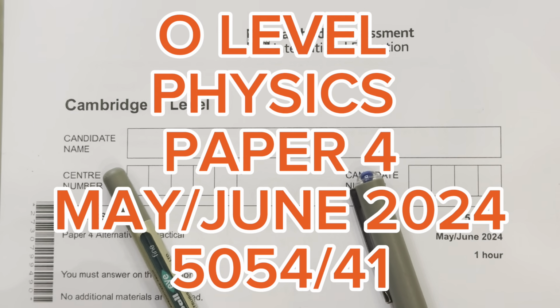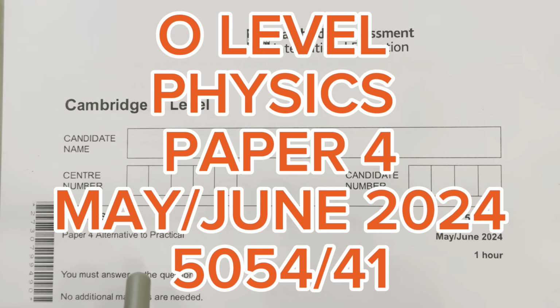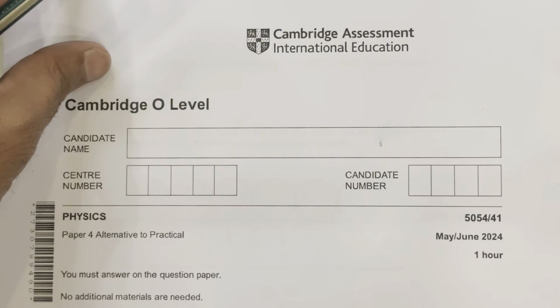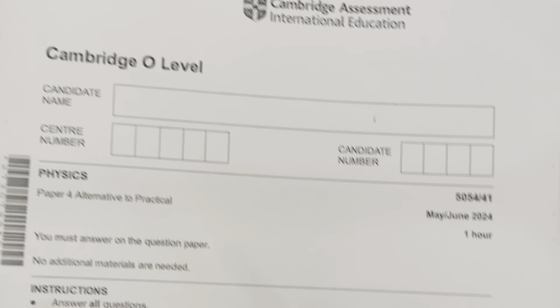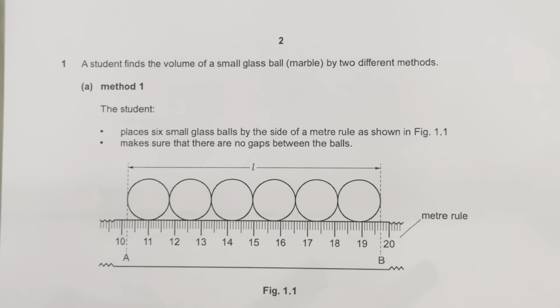Bismillahirrahmanirrahim. Today we are going to solve Cambridge O-Level Physics Paper 4, Alternative to Practical (ATP), for the session of May-June 2024. The subject code is 5054 and the variant of this paper is 41. We have 1 hour for this paper and it carries 40 marks. We are allowed to use a calculator in this paper.